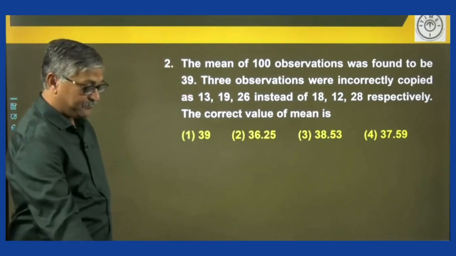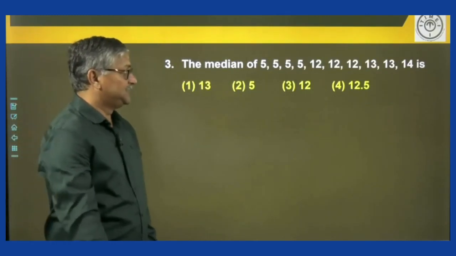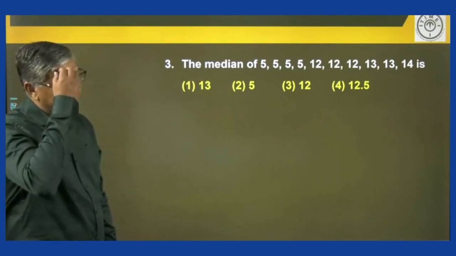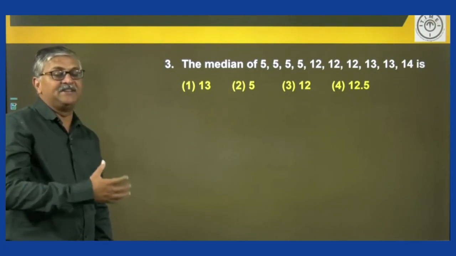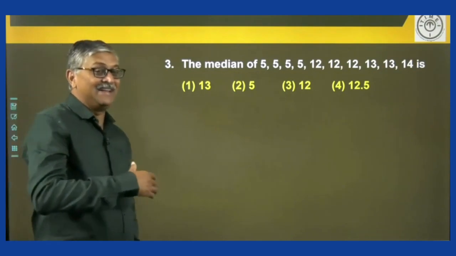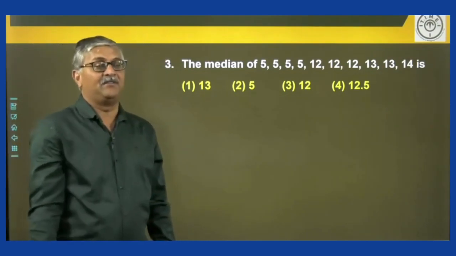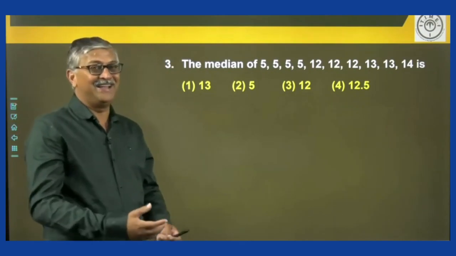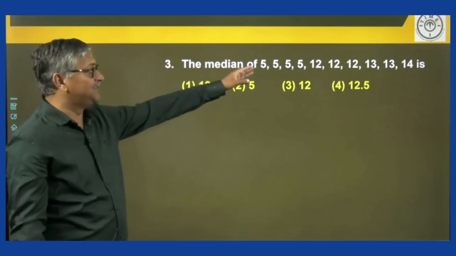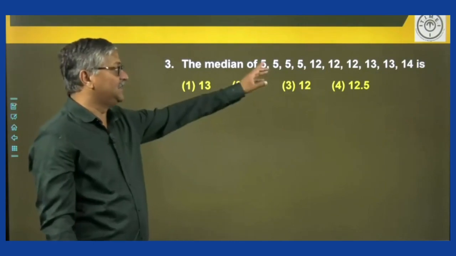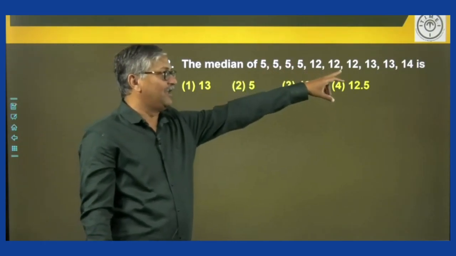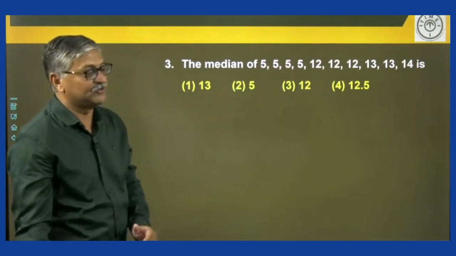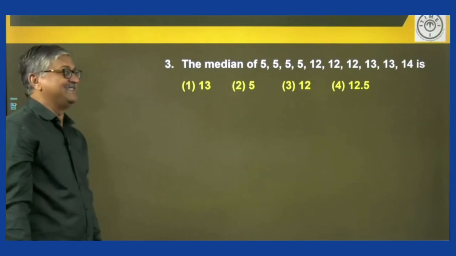Now, this is the median. What does median mean? When we write the given observations in ascending order, that is the increasing order of magnitude, then the middle of the observations is called the median. So here all observations are already in increasing order: 5, 5, 5, 12, 12, 12, 13, 13, 14. So no need to write them in increasing order.